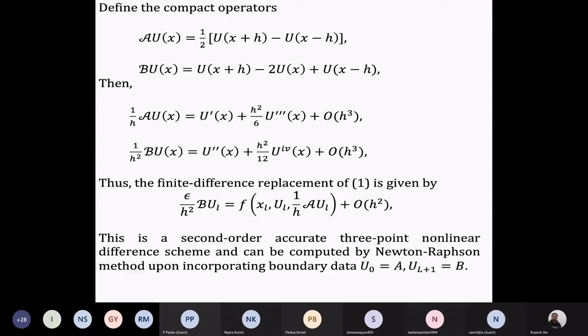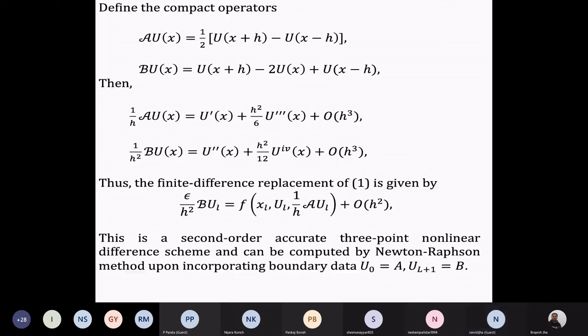So using these two operators, one operator serving for the first derivative and another serving for the second derivative, we can approximate the equation, and the finite difference replacement of the equation comes out to be this. This is certainly second order accurate and involves only 3 points. So this is basically a 3-point non-linear difference scheme. This is a simple non-linear equation, and we can solve it by the Newton-Raphson method by using this boundary data u0 and u(L+1).